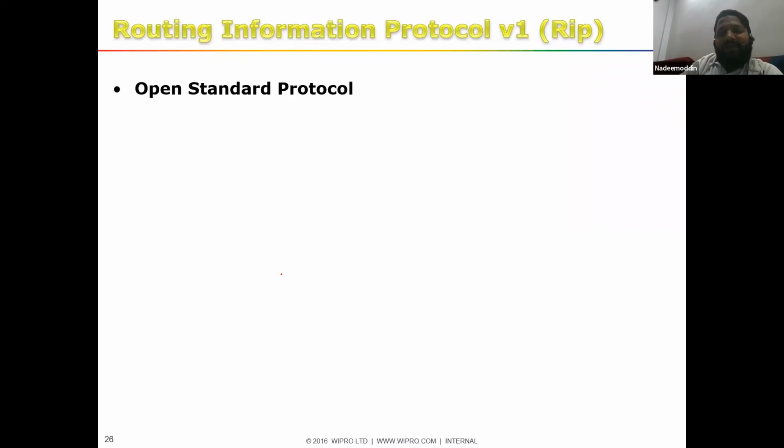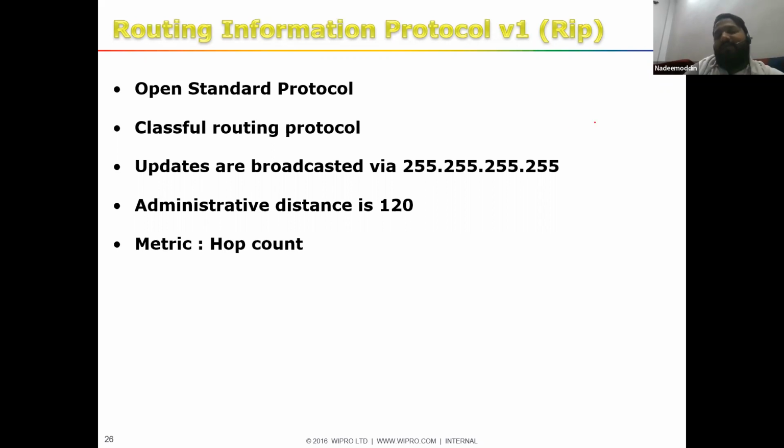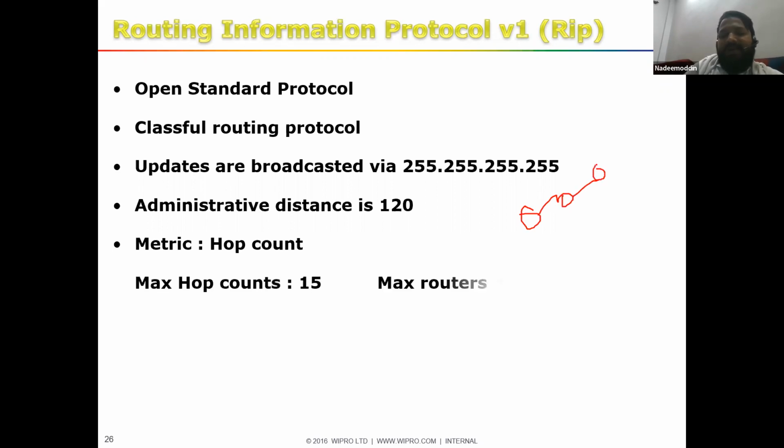RIP, Routing Information Protocol, is an open standard protocol. Open means any vendor can work with it. Classful routing protocol. Updates are through broadcast. All the updates are sent via 255.255.255.255. Administrative distance is 120. Metric is hop count. So it understands hop count, meaning from one router to another router. This is one hop count. This is another router, third hop count. So it has a limitation. RIP can support only 15 hop counts.